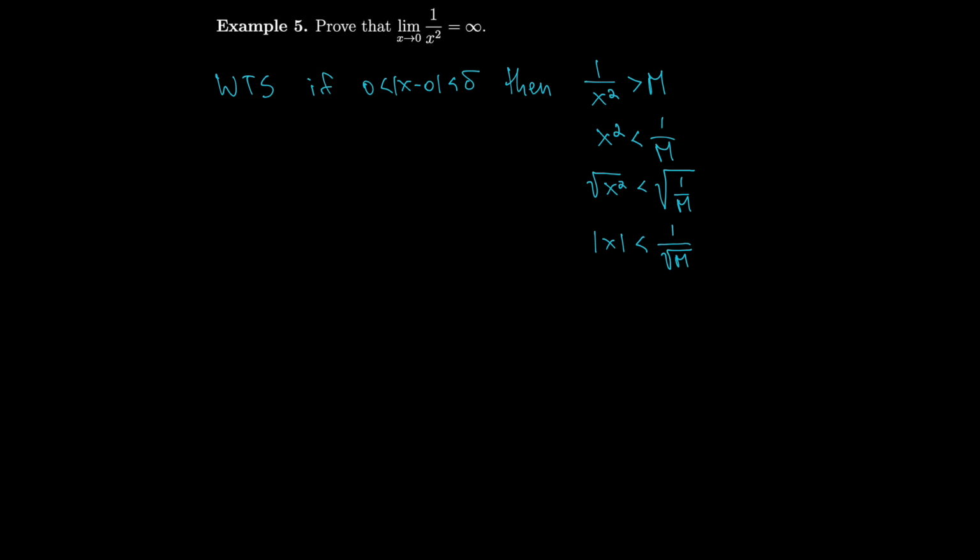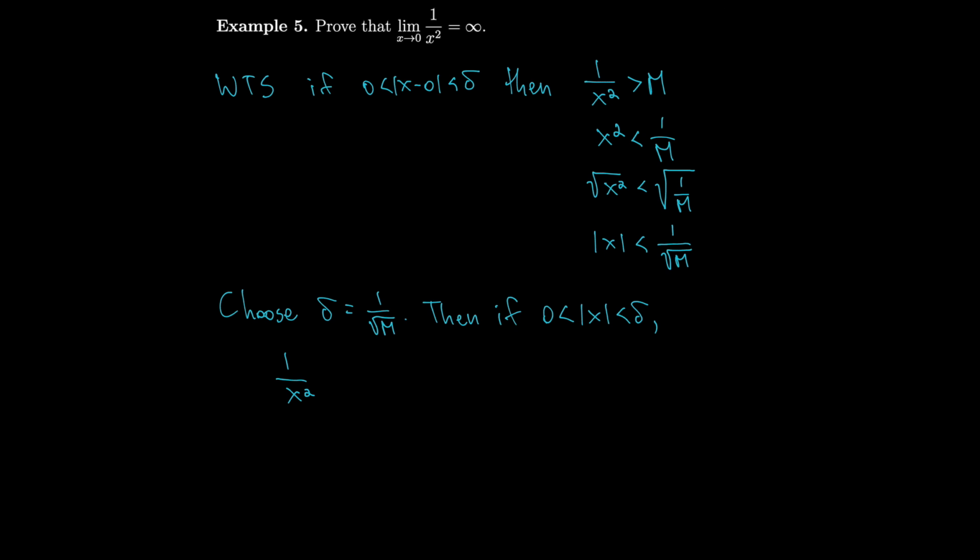Okay, so now that our arguments match, it makes sense that we want to choose delta to be 1 over square root of M. So step 1 is done. We found a choice of delta. Step 2 is let's test that choice of delta and make sure that it works. So if absolute value of x is less than delta, because that's what x minus 0 is less than delta, let's look at 1 over x squared.